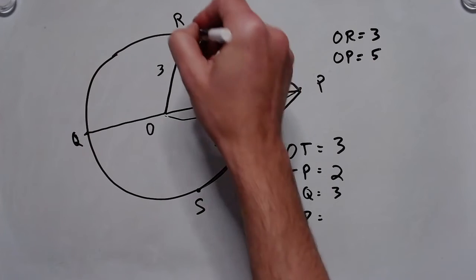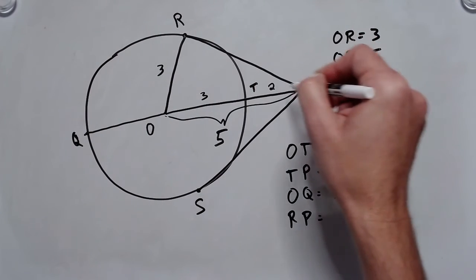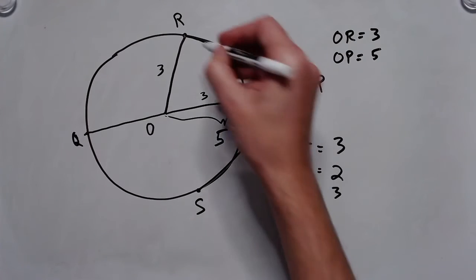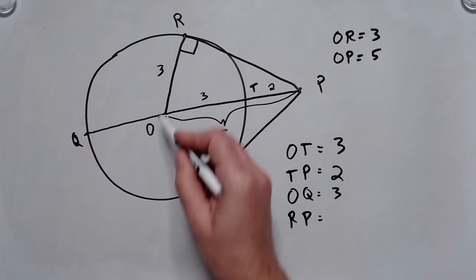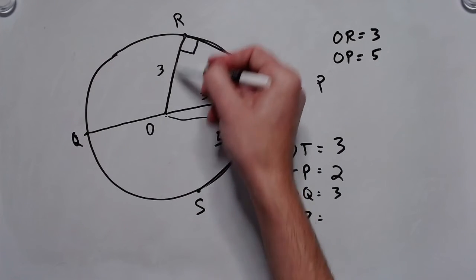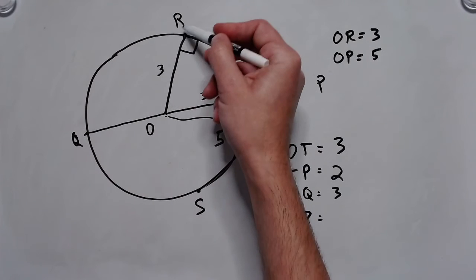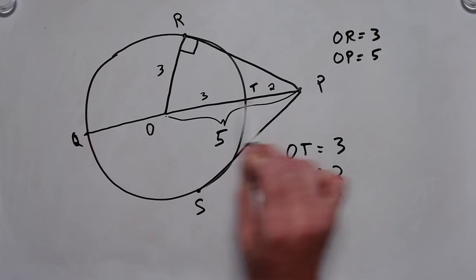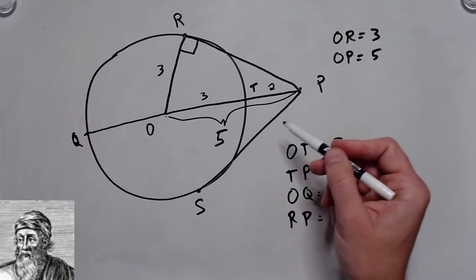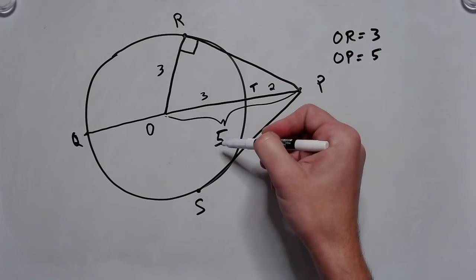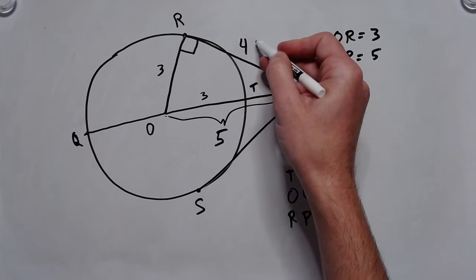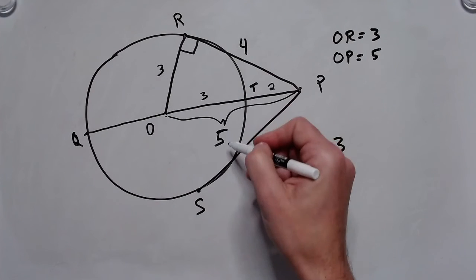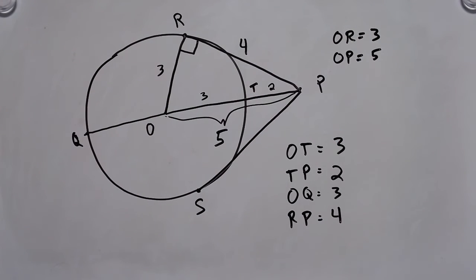RP. RP is this segment out here. Well, we know from our theorems that this is a right angle. So if we look, we have a triangle, ROP. It's a right triangle. One side is 3. The other side is 5. So we could use Pythagorean theorem, or we know we have a 3-something-5 triangle. So this ends up being 4. 9 plus 16 is 25. 3 squared, 4 squared, 5 squared. So RP is 4. Alright, let's clean this off and do one more example.